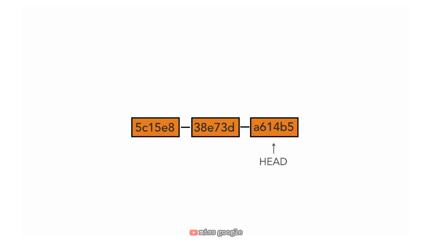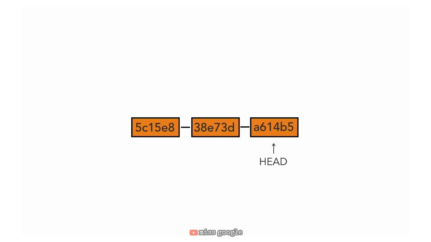It points to the tip of the current branch in our repository. That's the last commit that we made. It's the parent of the next commit that we make. So when we make another commit, it will be attached to the end there after A614B5. That'll become the parent. The head becomes especially important when we start talking about branches.